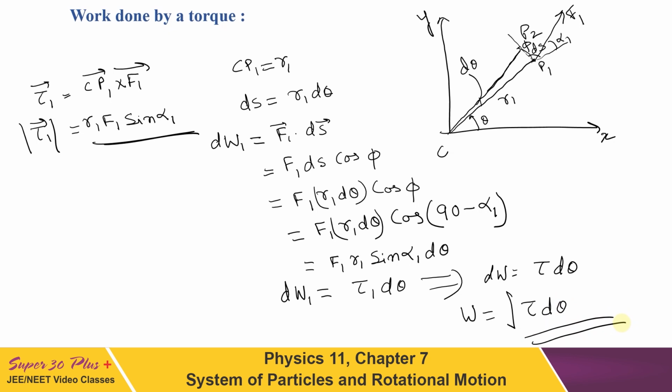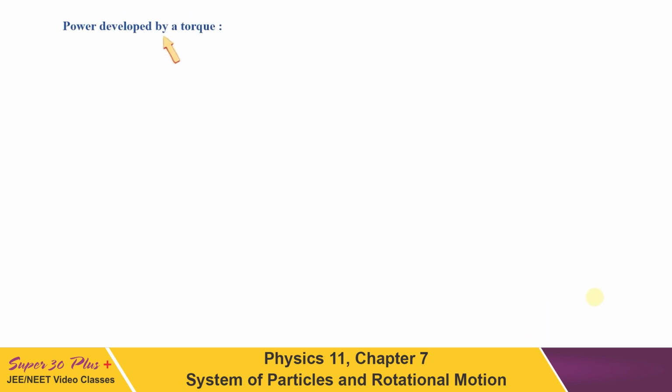This is work done by a torque. Now let us come to the power developed by a torque. Since power can be defined, its mathematical definition can be given as dW upon dt. If I now substitute the value of dW, because we have just derived it, it will be tau d theta upon dt.